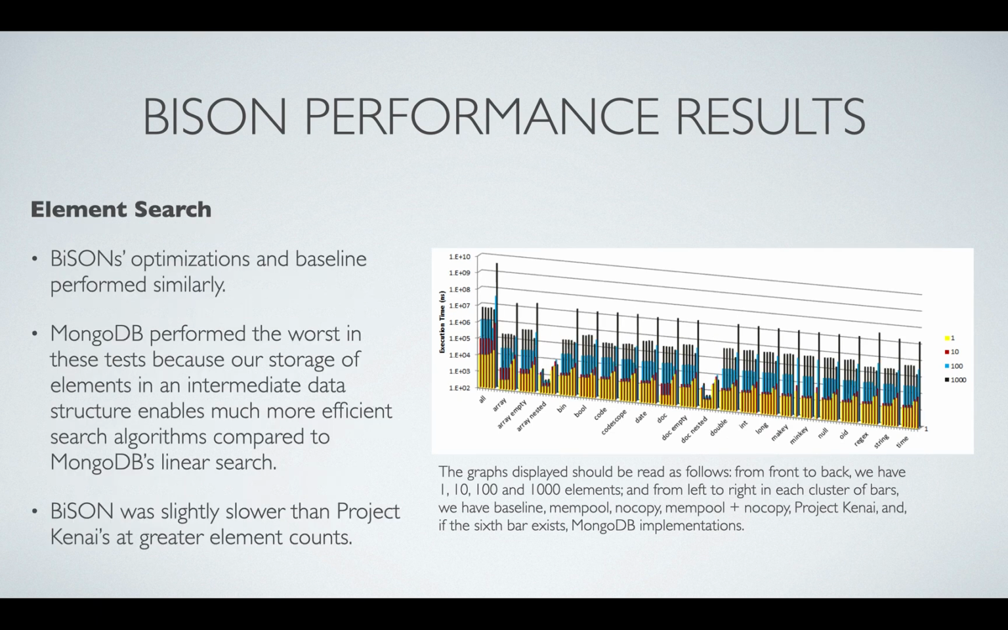When it came to searching for elements in the system, where a document comes over and you want to search for something inside the data, our BISON baseline and all the different optimizations performed pretty much the same. So it shows that the optimizations really weren't helping too much with searching. But MongoDB performed the worst for searching.